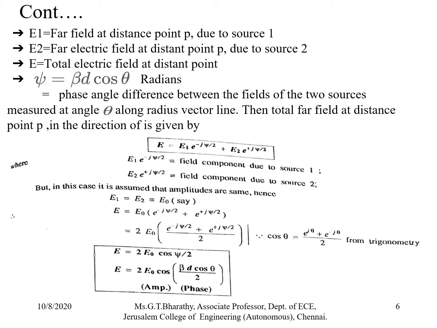The total far field at the distant point P is given by the summation of E1 and E2. So E is equal to E1 e power minus j psi by 2 plus E2 e power plus j psi by 2, where E1 e power minus j psi by 2 is the field component due to source 1, and E2 e power plus j psi by 2 is the field component due to source 2.